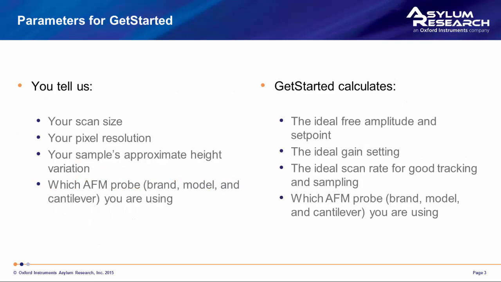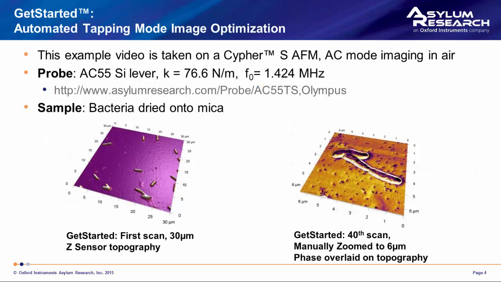Namely, you will input your desired scan size, your desired pixel resolution, and your estimate of your sample's topography in nanometers. Last, you will tell GetStarted which AFM probe you are using. After that, all you have to do is to follow the prompts to align your laser and move the tip up and down. GetStarted does the rest. Let's take a look at GetStarted in action.